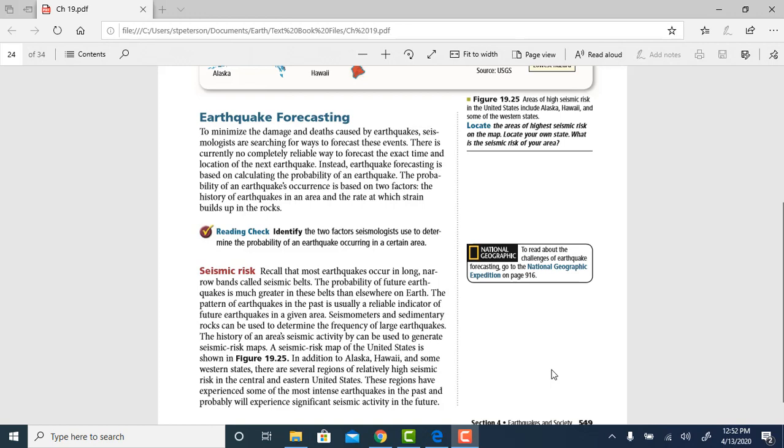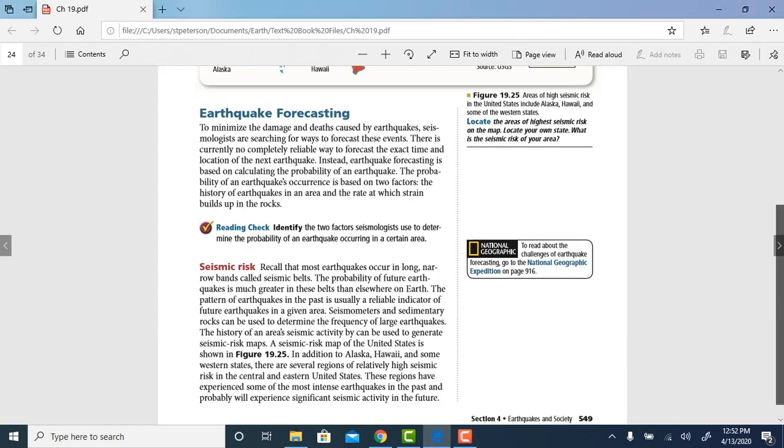551. Earthquake forecasting. To minimize the damage and deaths caused by earthquakes, seismologists are searching for ways to forecast these events. There is currently no completely reliable way to forecast the exact time and location of the next earthquake. Instead, earthquake forecasting is based on calculating the probability of an earthquake. The probability of an earthquake's occurrence is based on two factors: the history of earthquakes in an area and the rate at which strain builds up in the rocks.